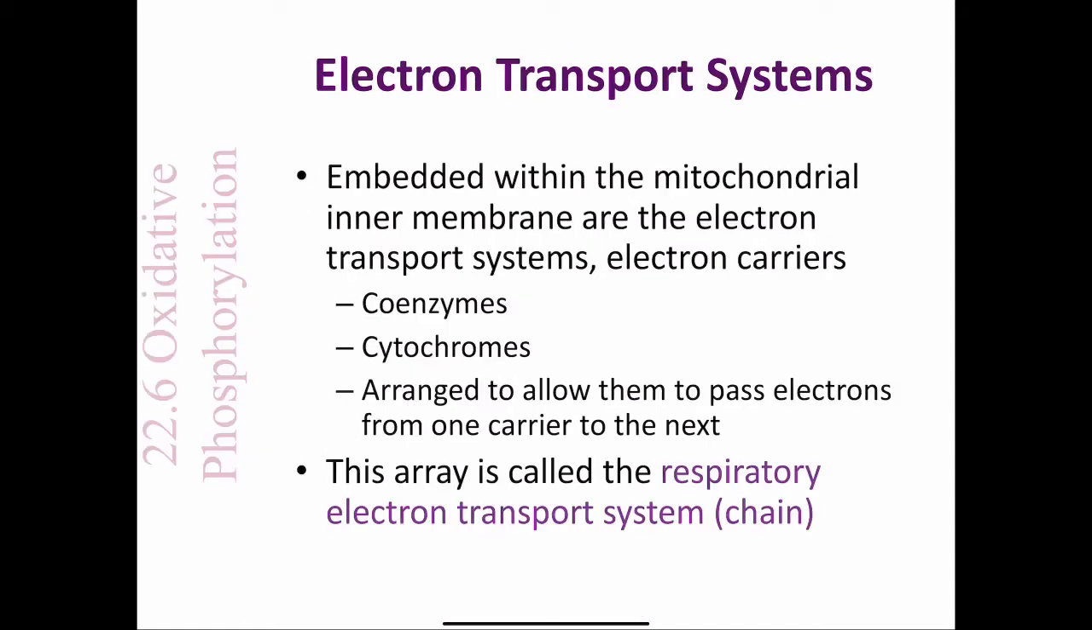Before we try to understand the mechanism of oxidative phosphorylation, let's first look at the molecules that carry out this complex process. Embedded within the mitochondrial inner membrane are electron transport systems. These are made up of a series of electron carriers, including coenzymes and cytochromes. All these molecules are located within the membrane in an arrangement that allows them to pass electrons from one to the next. This array of electron carriers is called the respiratory electron transport system. As you would expect, in such sequential oxidation-reduction reactions, the electrons lose some energy with each transfer, and some of this energy is used to make ATP.